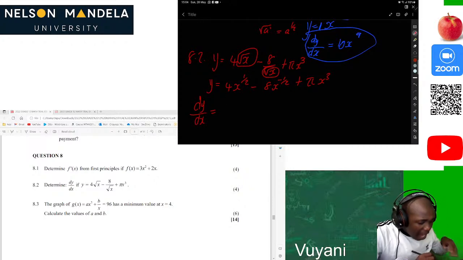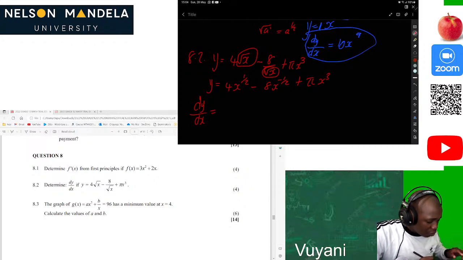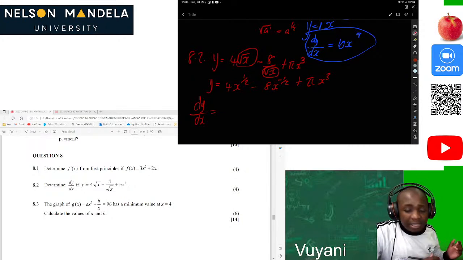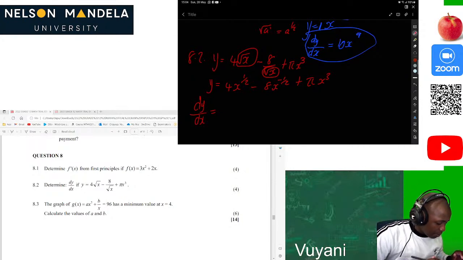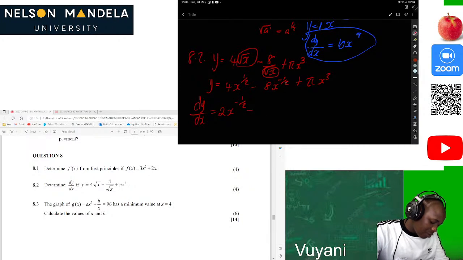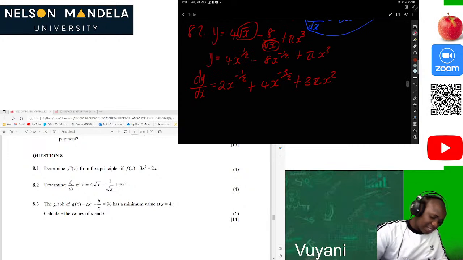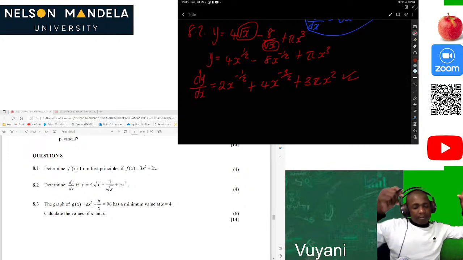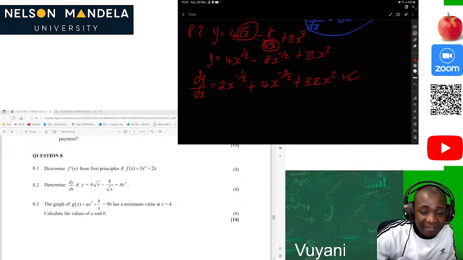So this will be 4 times 1 over 2. Again, we are using the power rule. When we say 4 times 1 over 2, of course, that will be 2x to the power negative 1 over 2, minus 8 times negative 1 over 2, that should be positive 4x to the power negative 3 over 2 plus 3 pi x squared. Then after that, you are done and you live happily ever after.